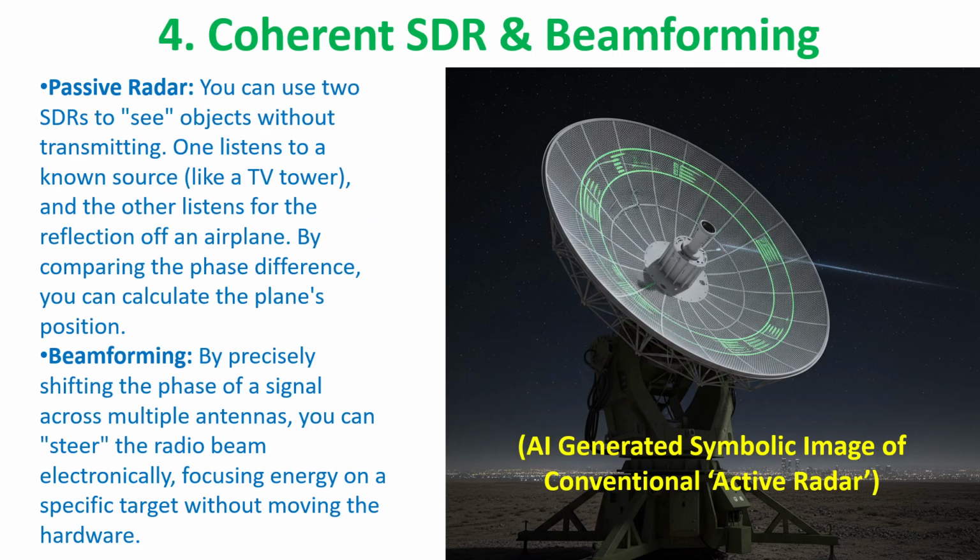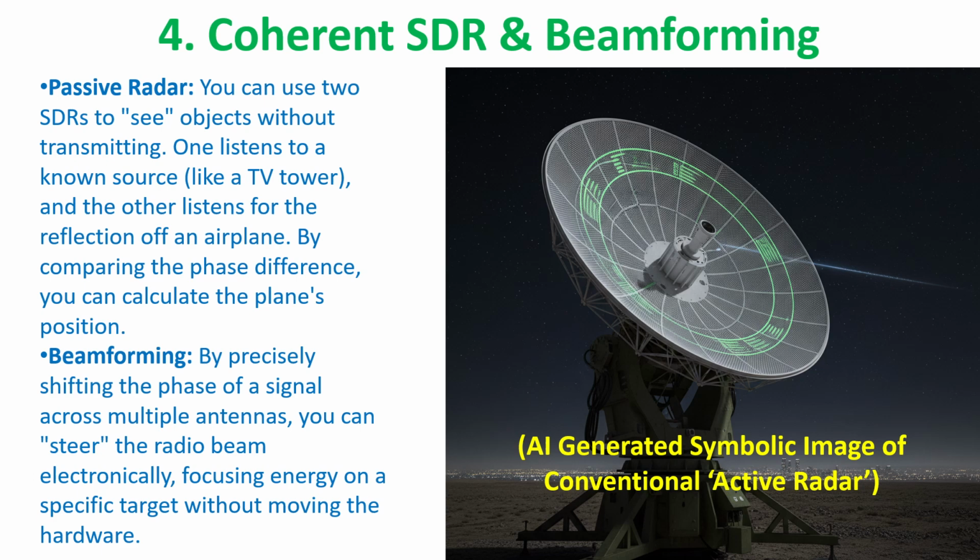By synchronizing the clocks of multiple SDRs, you can achieve spatial multiplexing, such as passive radar. You can use two SDRs to quote-unquote see objects without transmitting. You know that conventional radar transmits and receives the reflected signals. One listens to a known source like a TV tower and the other listens for the reflection off an airplane. By comparing the phase difference, you can calculate the plane's position.